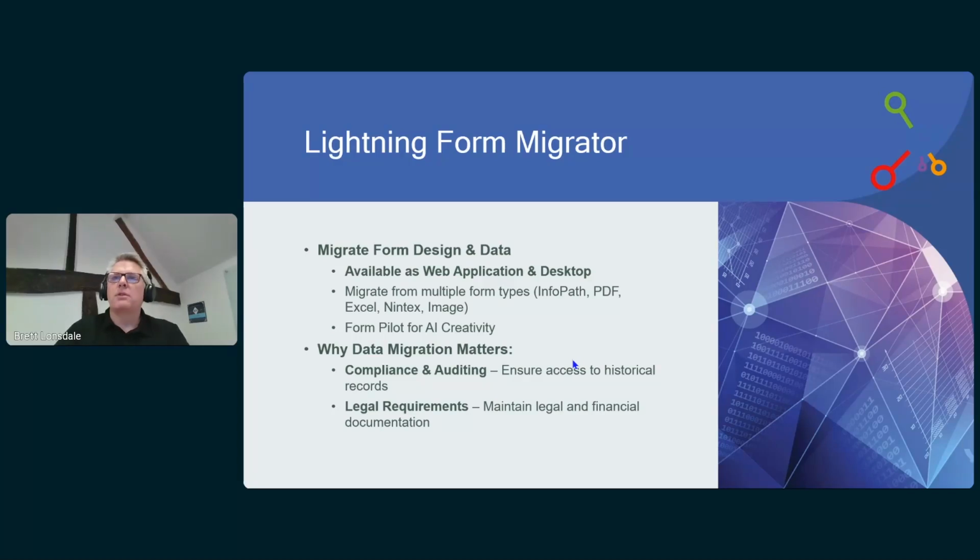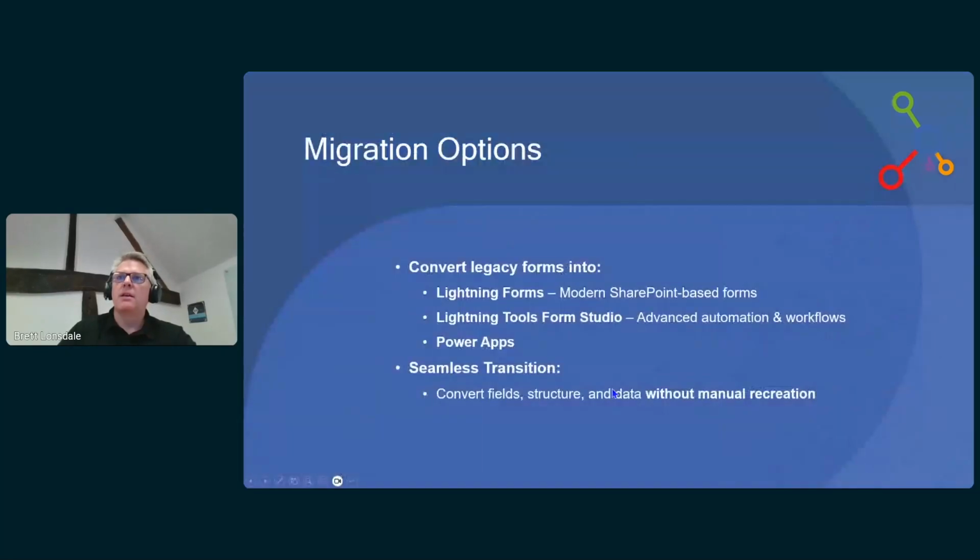So compliance and auditing could be a reason. You have access to historical data that may have been completed via an InfoPath form or something like that. And again, potentially legal requirements may exist that require you to still be able to open that data somehow. So we'll take a look at converting some of these legacy forms.